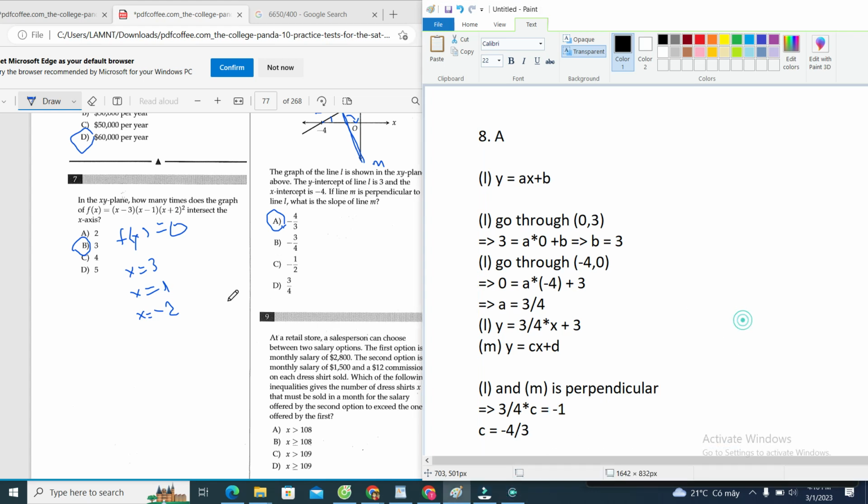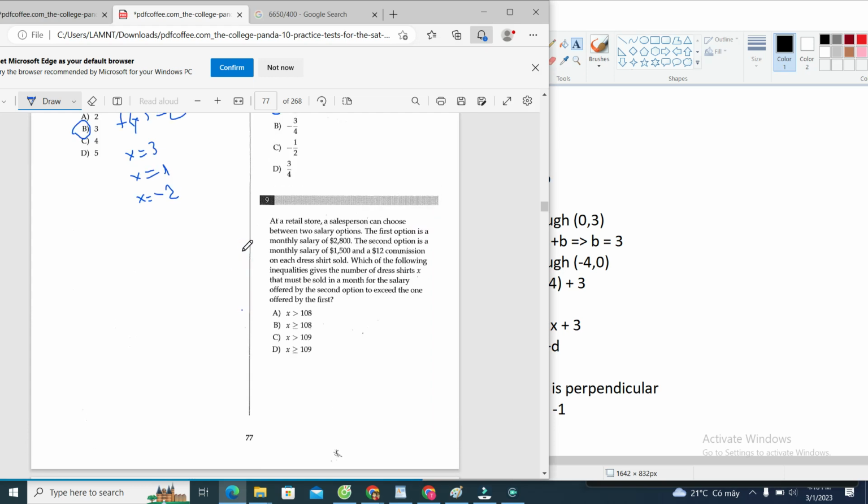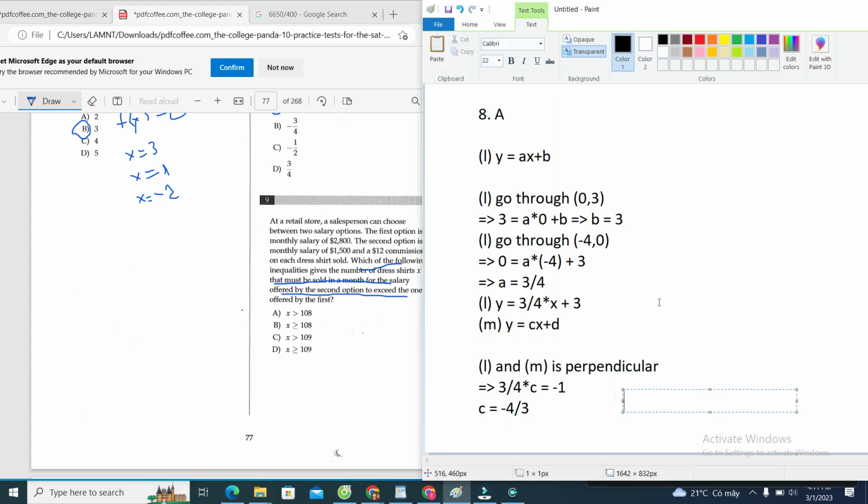Okay. Alright. Number 9. At a retail store, a salesperson can choose between two salary options. The first option is a monthly salary of $2,800. The second option is a monthly salary of $1,500 and $12 commission on each dress shirt sold. Which of the following inequalities gives the number of dress shirts that must be sold in a month for the salary offered by the second option to exceed the one offered by the first option?